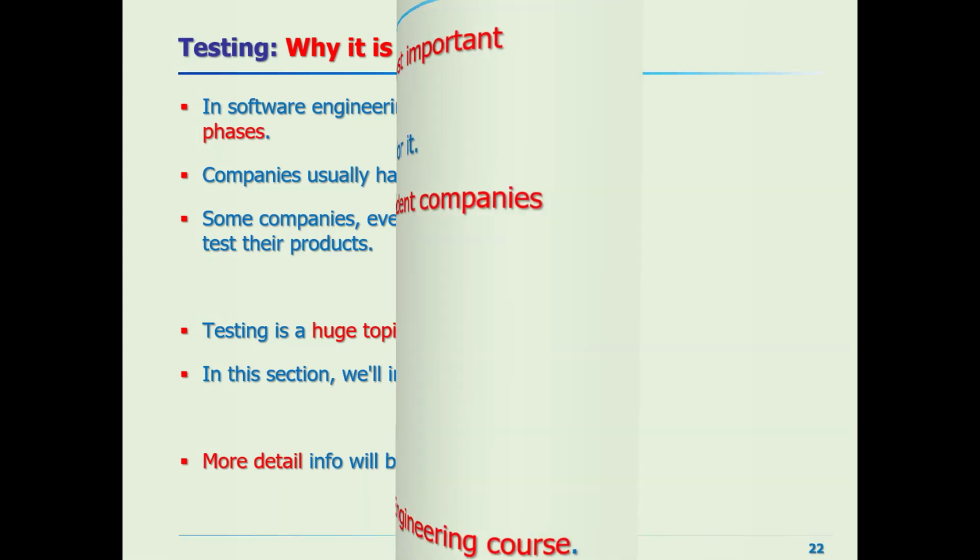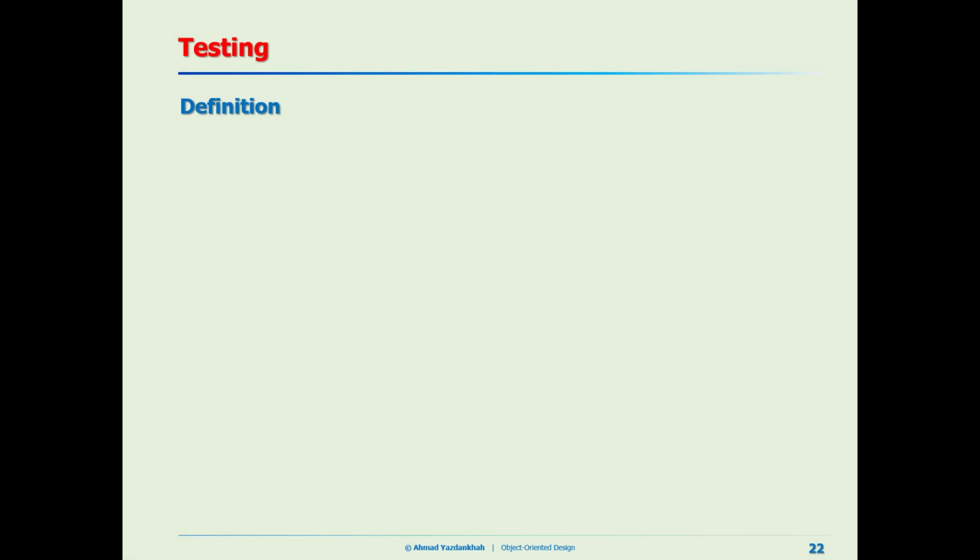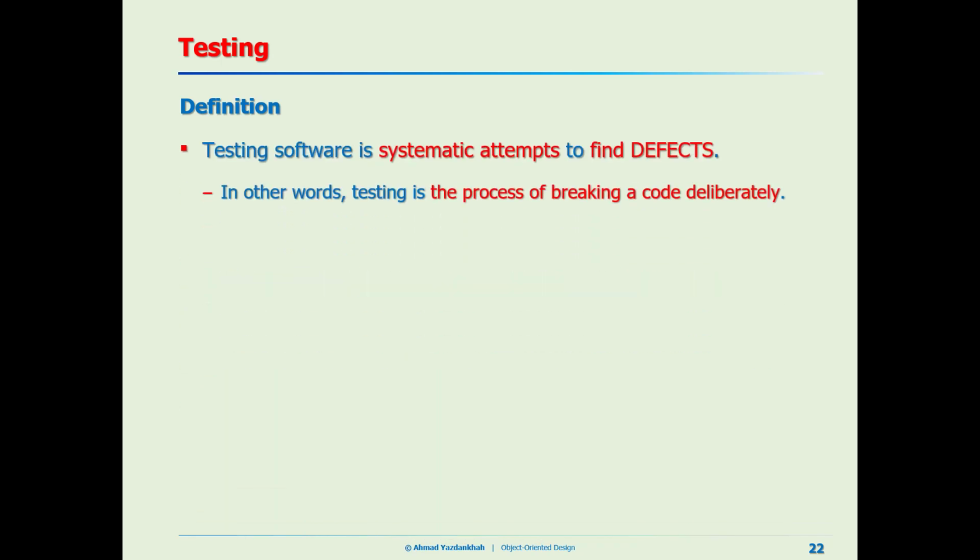say, what's the definition of testing? Testing is a systematic attempt to break the code deliberately, on purpose. We want to break the code, right? We want to find the vulnerabilities of the code. So that's why we attack the code with some tests.